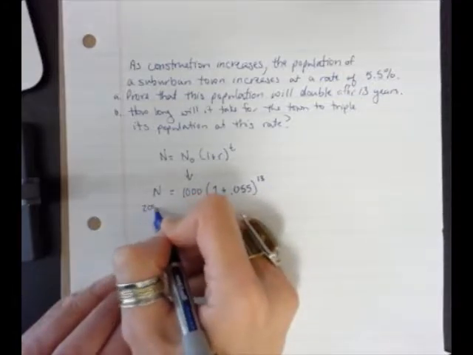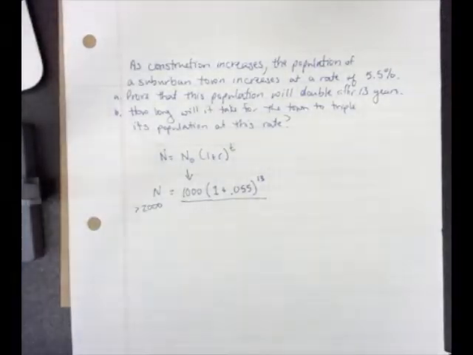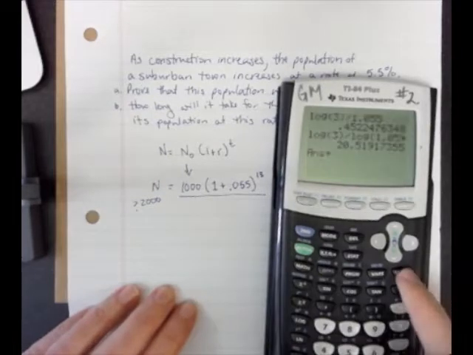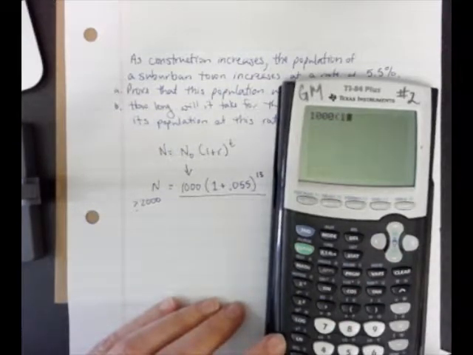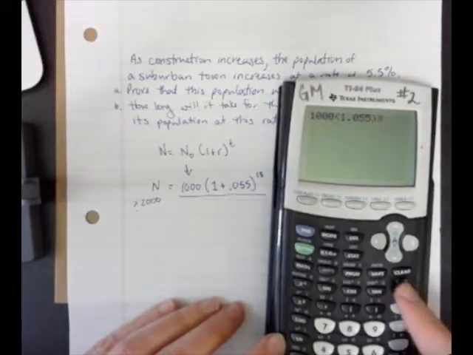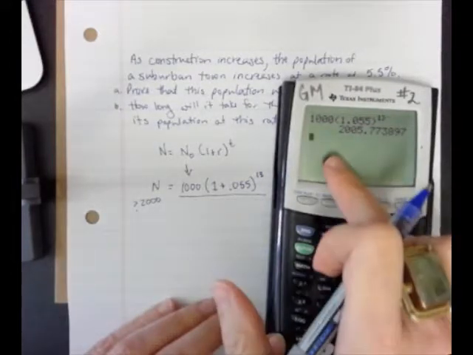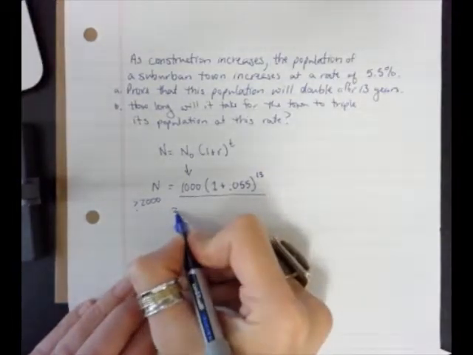Right? So we have to see if this comes out to be 2,000. And the coolest thing about that is we simply put this into our trusty calculator, and we do the math, right? 1,000 with parentheses, 1 plus, or I don't have to do plus, 1.055 because I'm just adding that. And then I'm going to take that to the 13th power. And I'm going to hope, yeah, it's 2005.77. So this is approximately 2006. Well, what does that mean?